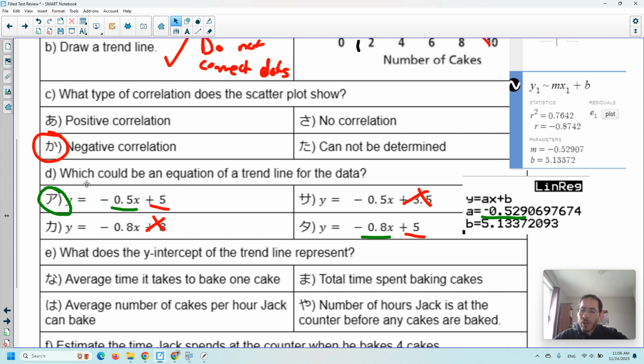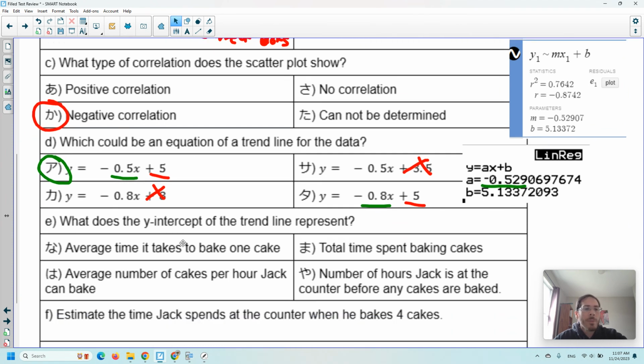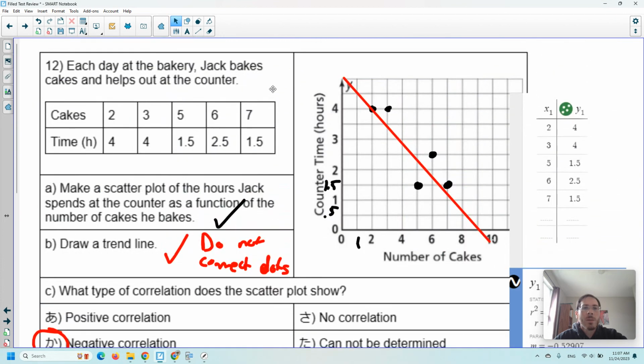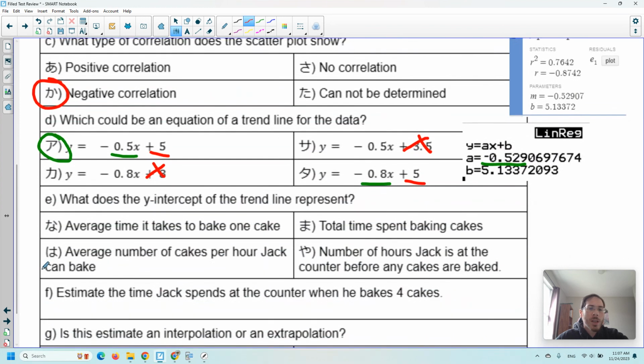So again, that one's kind of tricky, but the math that you used to solve it, we did in that previous unit. So it's almost like a review question. All right, part E says, what does the y-intercept of the trend line represent? So if we come up here, the y-intercept would be up here, because it's where we hit the y-axis. So that would be when there are 0 cakes. So the y-intercept would be 0 cakes.